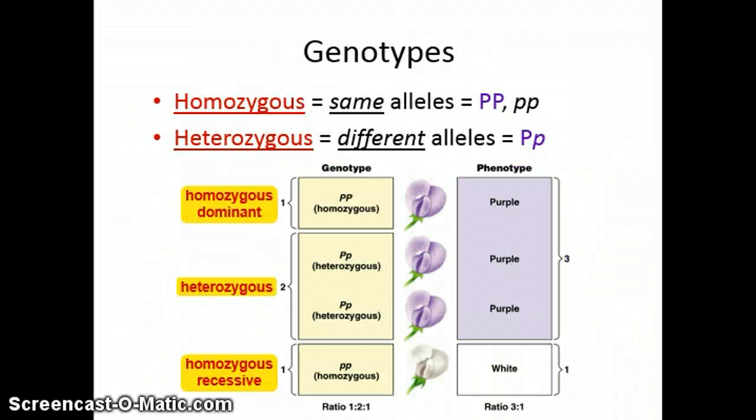Remember that genotype is the description of the specific alleles that determine the phenotype, the expression of the character. If it's homozygous, that means we have the same alleles, either dominant, capital P's, or recessive, lowercase p's, or we are heterozygous with different alleles.